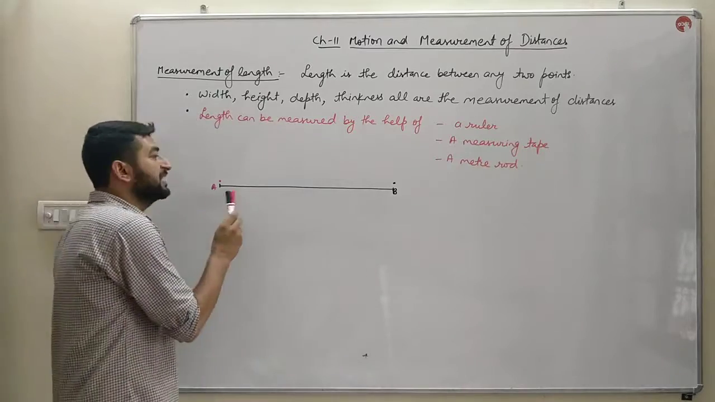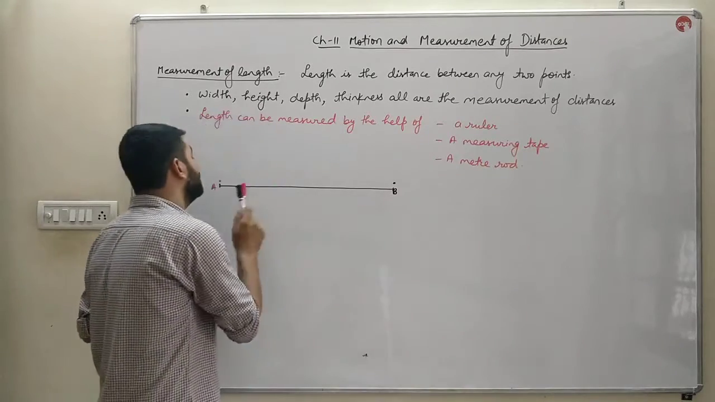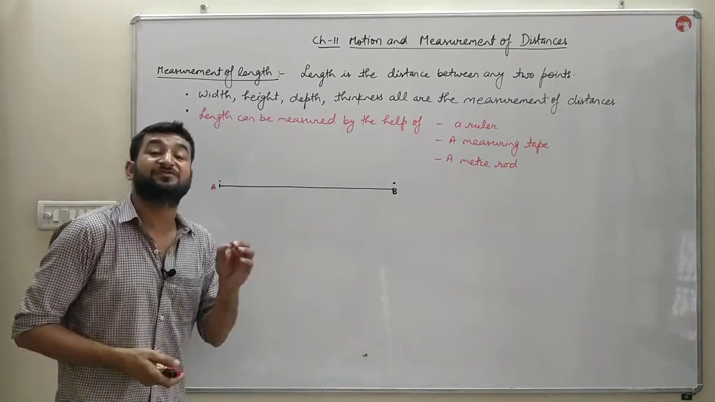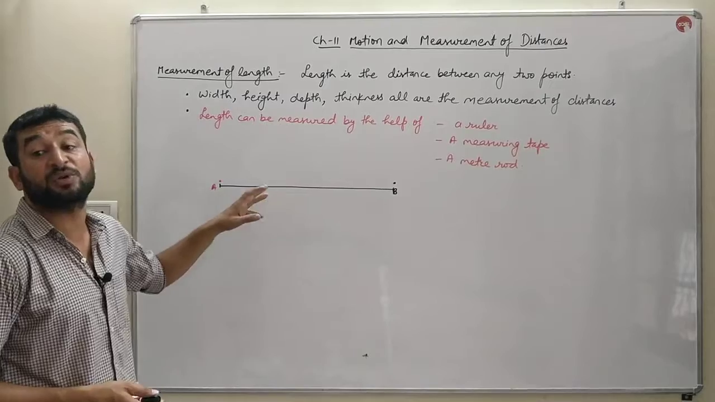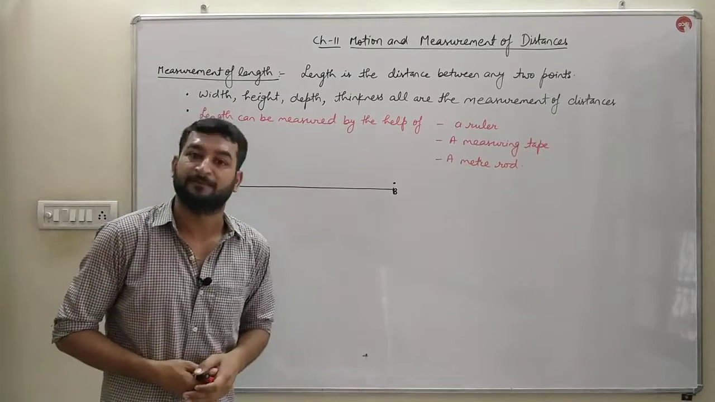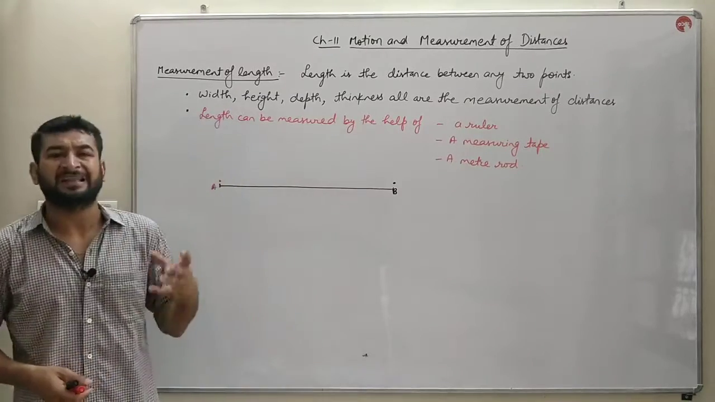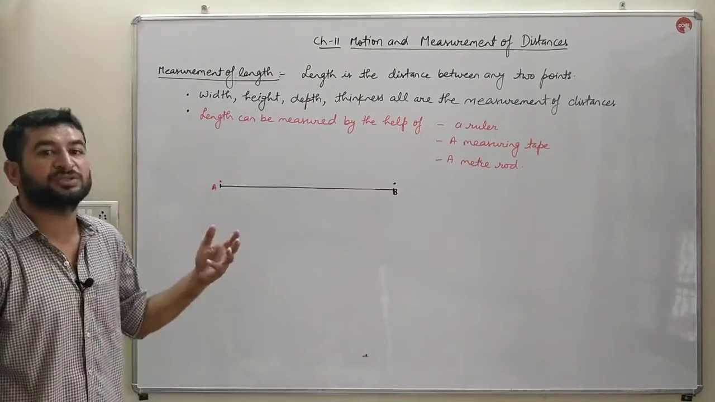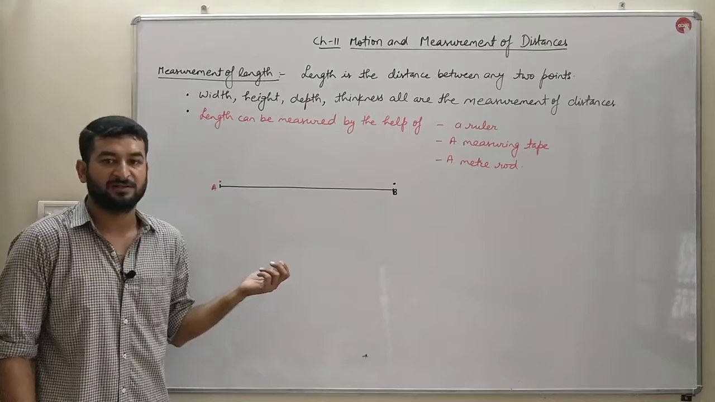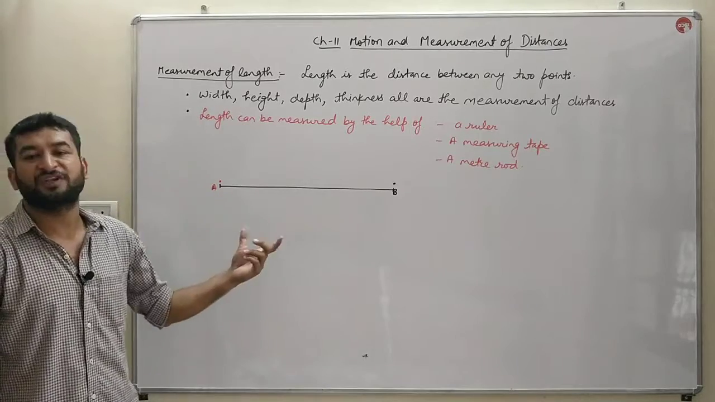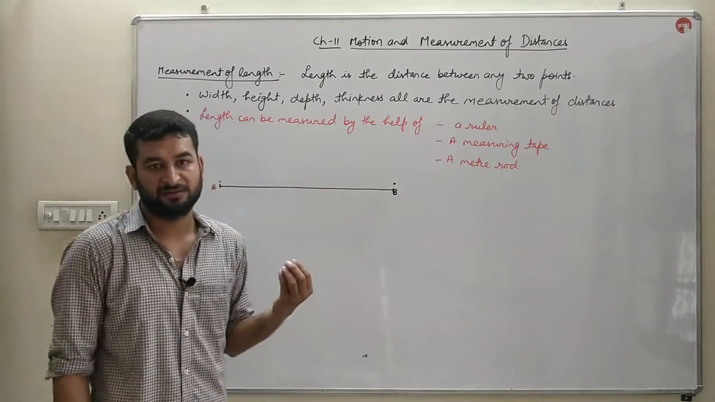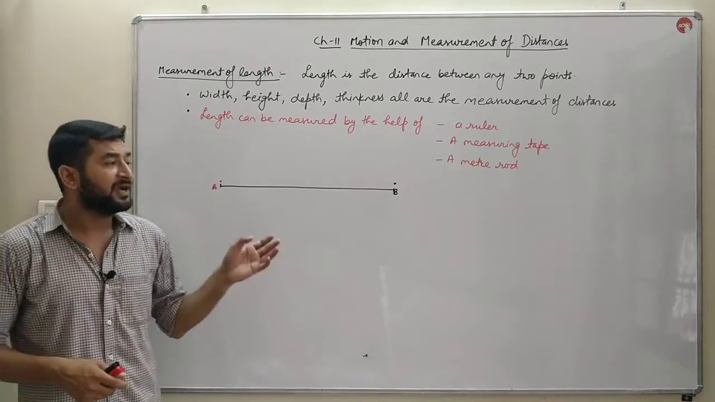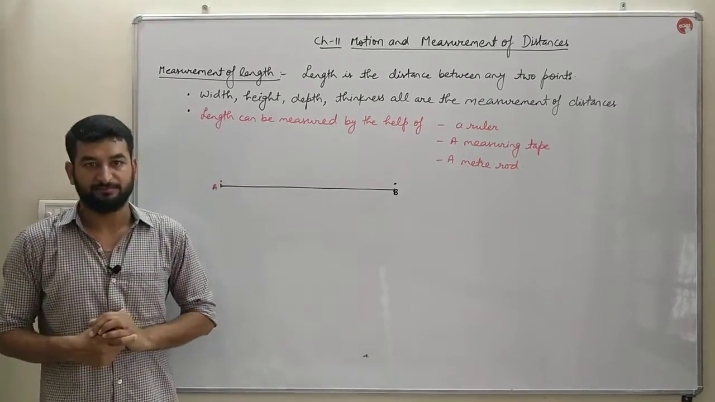अगर बच्चों हम ए और बी के बीच की लेंथ मापना चाहते हैं, दैट मींस बिटवीन दीज टू पॉइंट्स व्हाट वी हैव टू मेजर इज डिस्टेंस, एंड दैट डिस्टेंस इज नोन एज लेंथ ऑफ एबी. We use various devices, various measurement tools to measure the length. To measure the length, we can use a ruler and a scale, we can use a measuring tape and a meter rod.